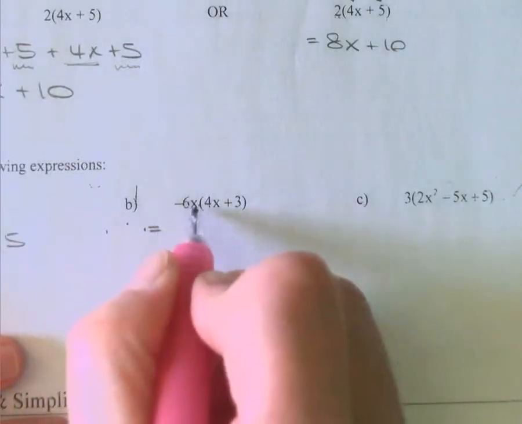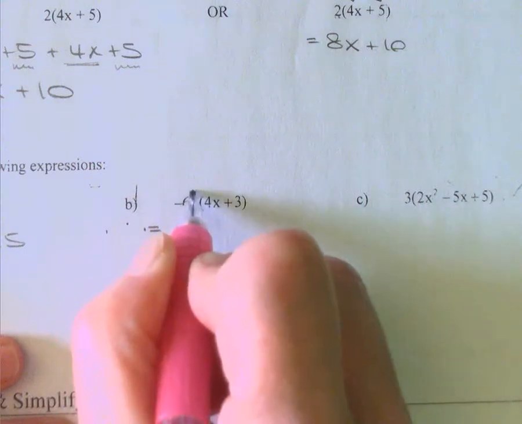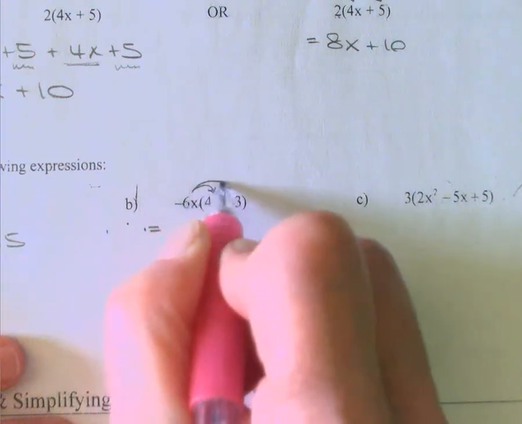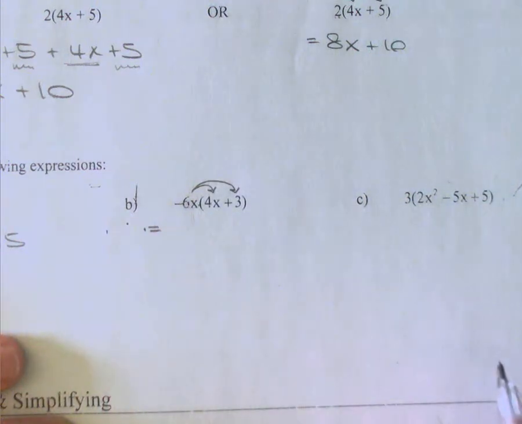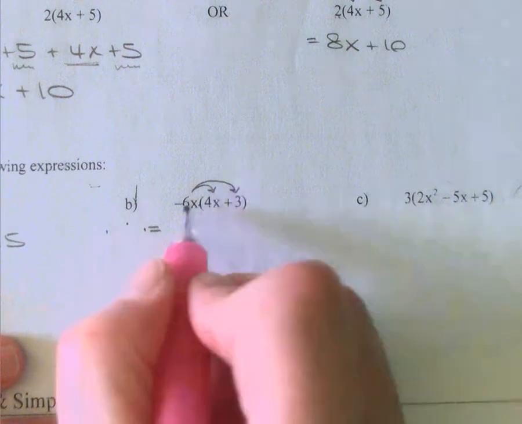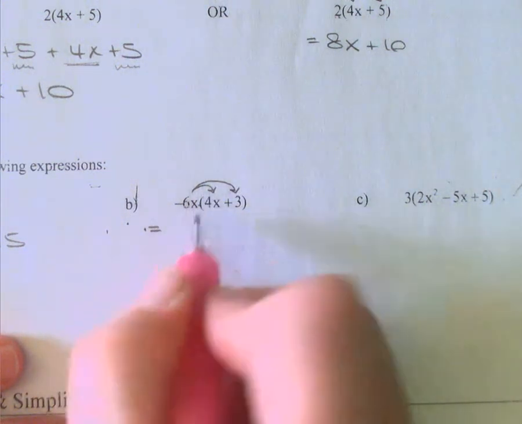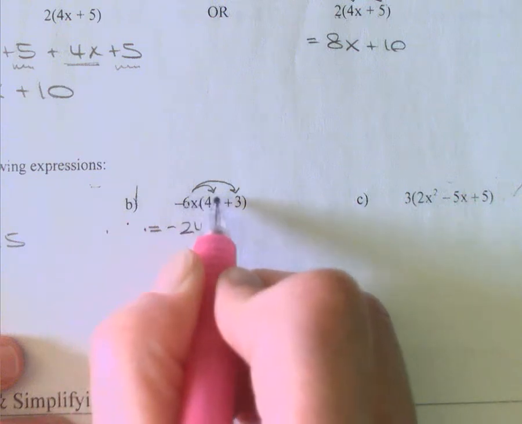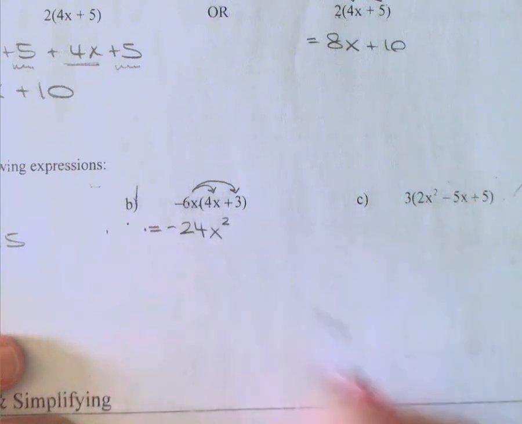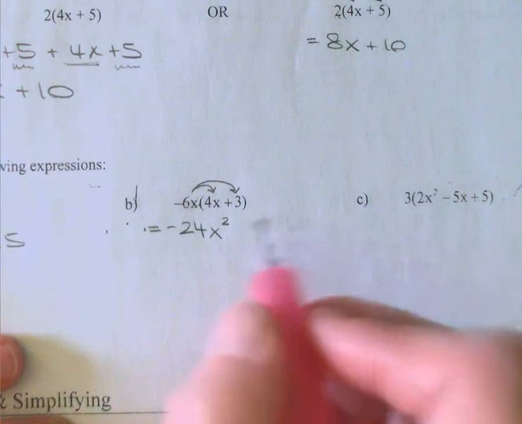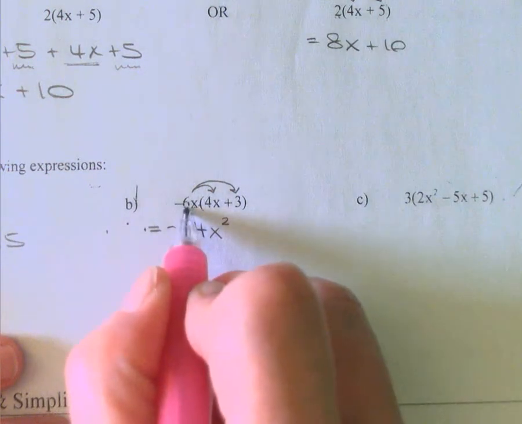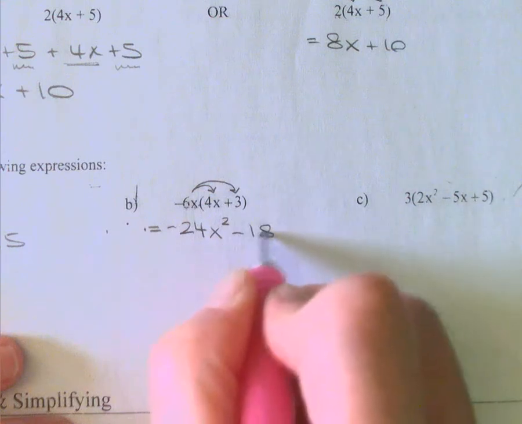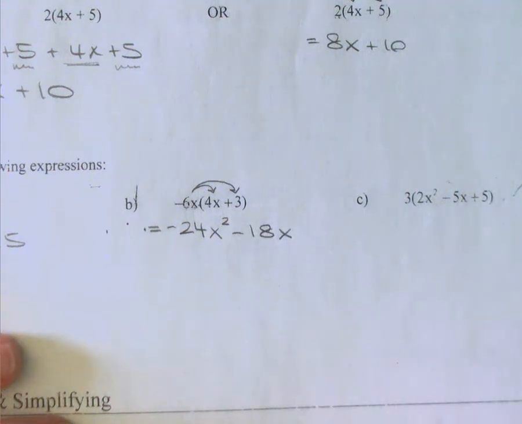Now I'm going to do it with a variable as well. So I'm going to multiply minus 6x times 4x and minus 6x times 3. Minus 6 times 4 is minus 24. And x times x, remember we add the exponents, so I get x squared. Now I'm going to do minus 6x times 3, so I get minus 18, and then there's an x.